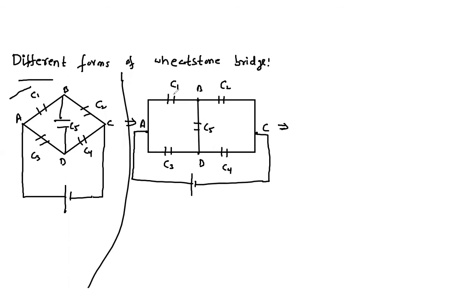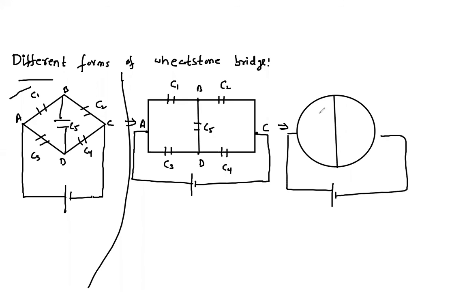The next modification could be, instead of these straight lines, I can make them curved. If I make it curved, then it will look like this. See, this is C1. This is point A. This one is point B. This is point C. This is C2. This is point D. This is C3. This is C4. And this is C5. These are the same circuits.